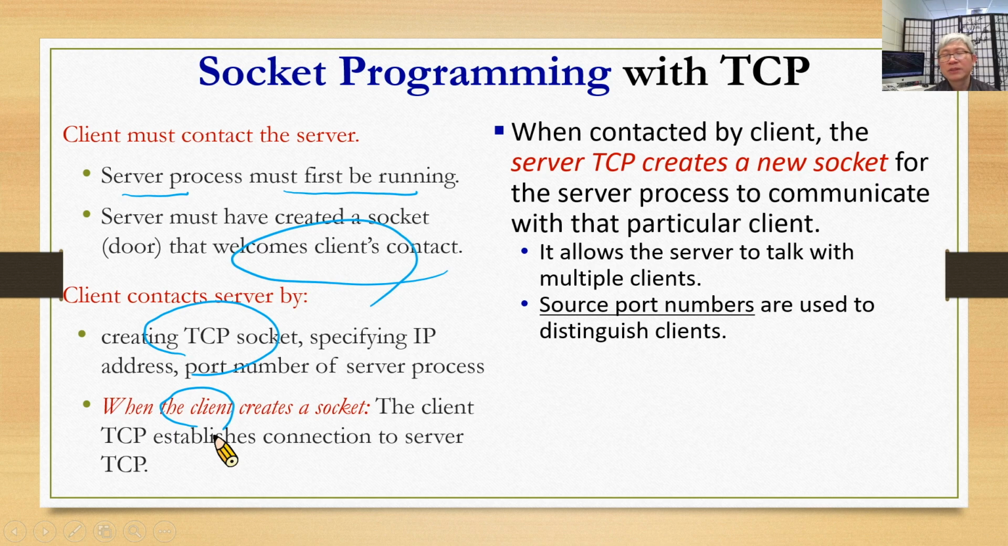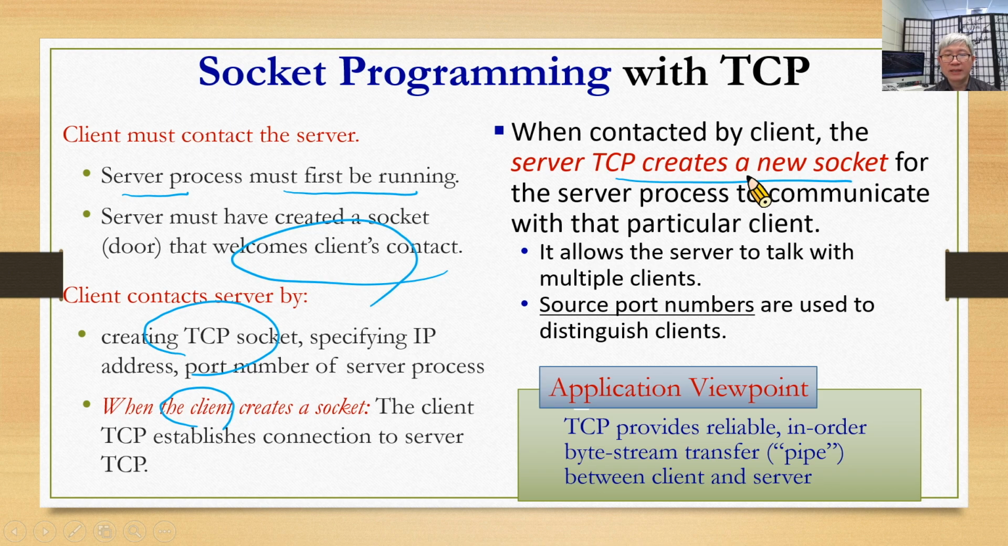Alright, so for the server, when creating the circuit, it will wait there to welcome the contact from the client. For TCP, it is a reliable one, so we can treat it as a stream version, and it seems to be a pipe.